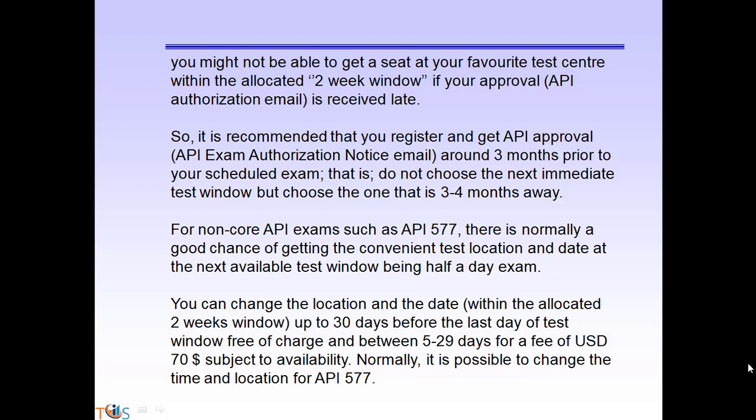For non-core API exams such as API 577, there is normally a good chance of getting the convenient test location and date at the next available test window, being a half-a-day exam. You can change the location and the date within the allocated 2 weeks window, up to 30 days before the last day of the test window free of charge, and between 5 to 29 days for a fee of $70 subject to availability. Normally, it is possible to change the time and location for API 577.